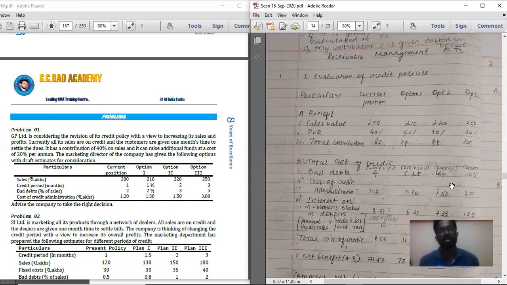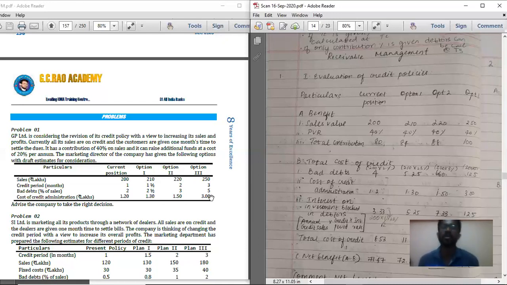For each option, bad debts is differing because you are going to give a different credit period. If the credit period is more, your chances of bad debts are also more. Your credit period is steadily increasing from 1 month to 1.5 months, 2 months and 3 months. Based on that, bad debts is also increasing, 2 to 2.5 to 3 to 5%. This much is bad debts which cannot be recovered. So bad debts is one cost.